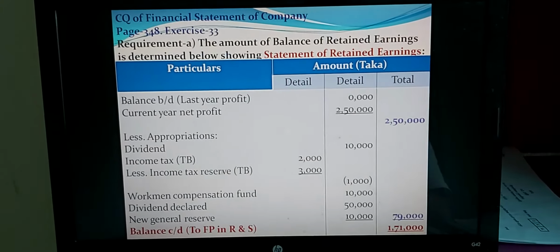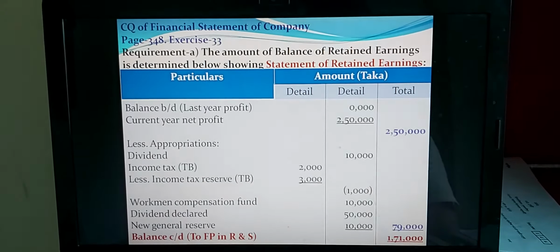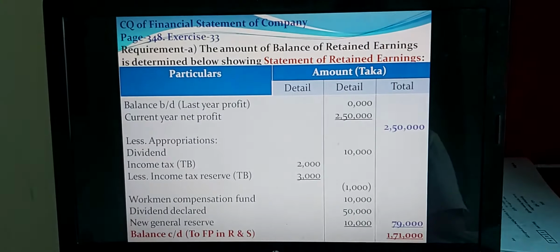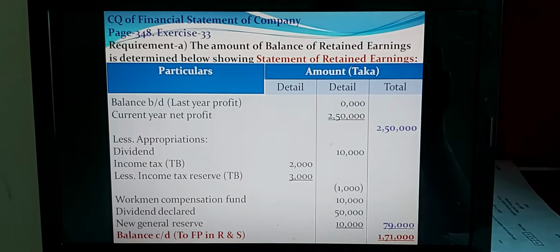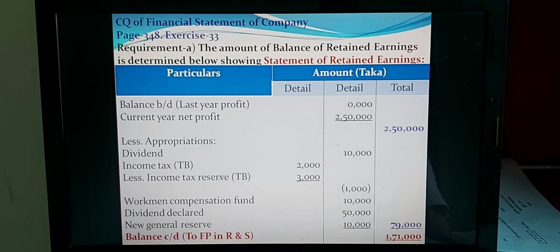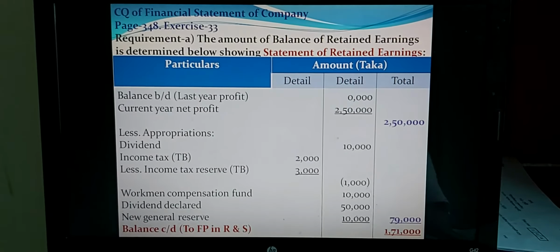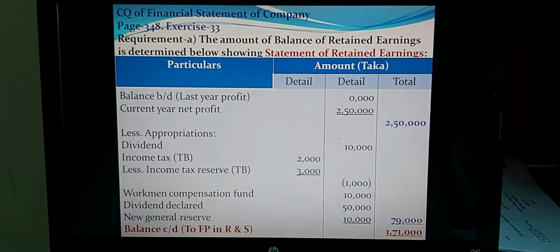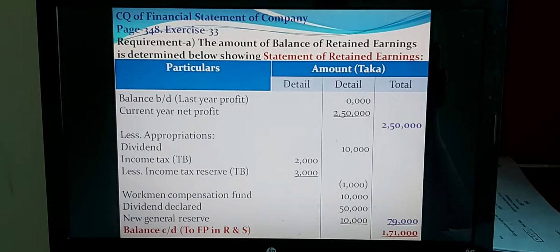Another item, adjustment number 3, dividend to be charged on share capital at the rate of 10%. Dividend 10% charge, that is declared or proposed. Share capital of taka 5 lakh in trial balance, then 10% charged, 10% amount taka 50,000 to be written in middle column.